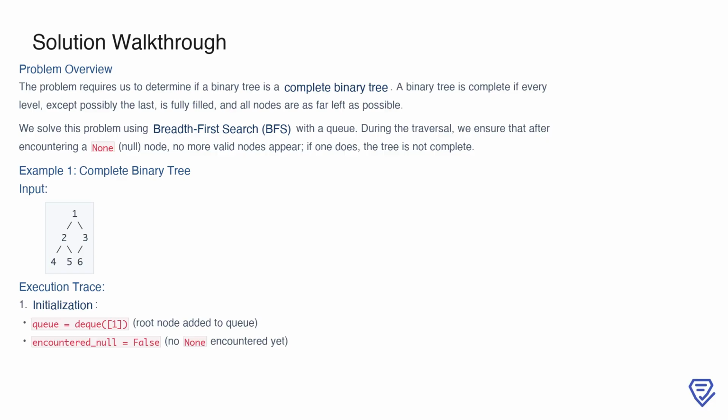For example, consider the binary tree shown here. It is a complete binary tree because all levels are fully filled except the last, and nodes on the last level are left aligned. To verify this programmatically, we initialize a queue with the root node and set a flag, encountered_null, to false, indicating we haven't yet encountered a none node. From here, we'll proceed with a step-by-step BFS traversal to check the tree's completeness.